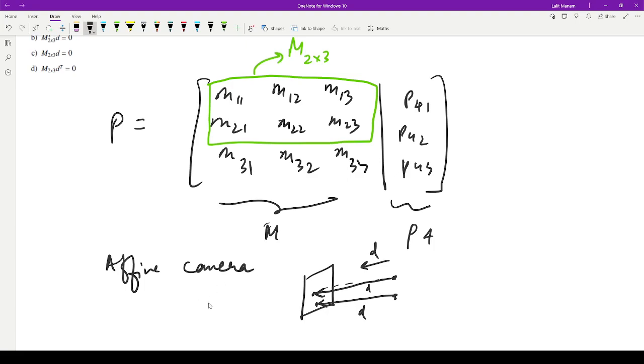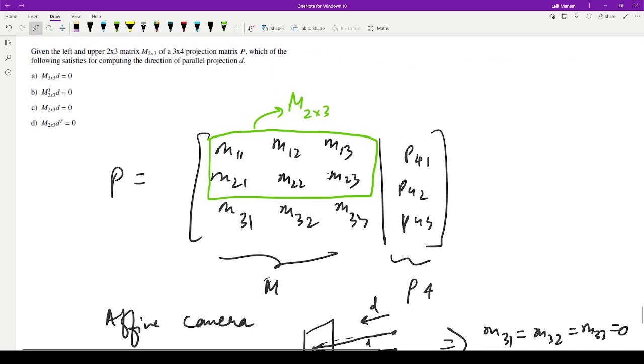Okay, so for the affine camera, is there any special form of the matrix that we know? M31, M32, M33 are 0 and P43 is 1. Yeah, correct. So with the affine camera, we know that the first three elements of the last row are 0 and P43 is 1.